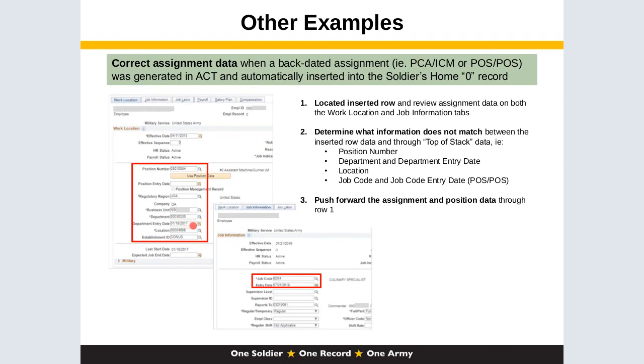And then job code. If this person, let's say, was getting reassigned due to taking a promotion, most likely their job code is going to change. And because of that change, the entry date into that job code will also change. So those are some fields that you can expect to change when the inserted row is dealing with an assignment.